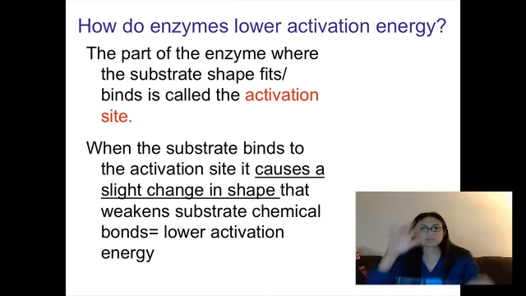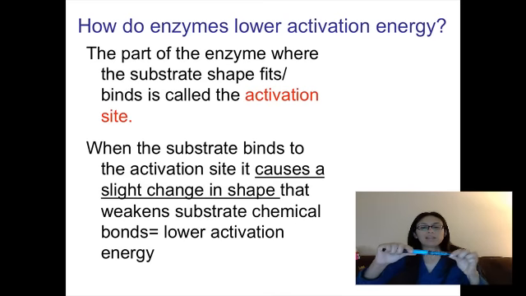This time though, I'm going to say my hand is an enzyme here. Okay, so my hand is an enzyme. Enzyme binds to its substrate. When it binds to the substrate, it changes shape just a little bit. Okay, so when the enzyme changes shape just a little bit, it actually weakens the chemical bonds. So now it takes less energy to break the bonds and form new bonds.